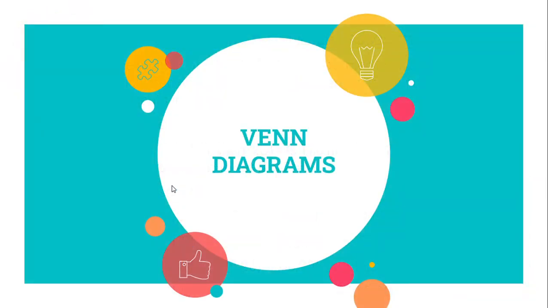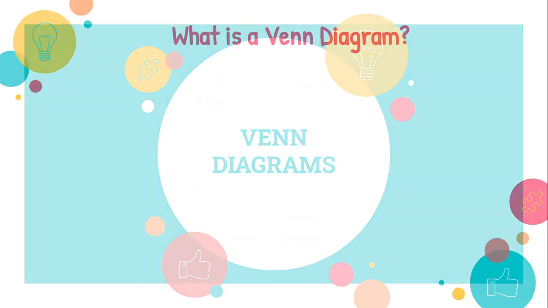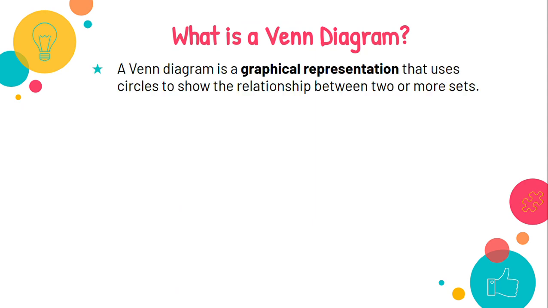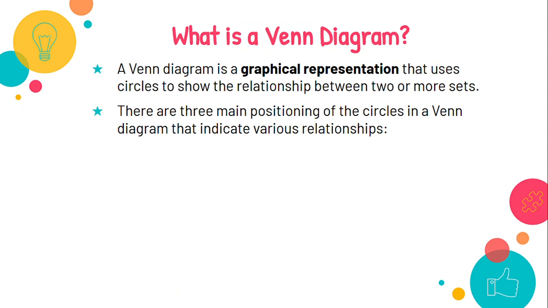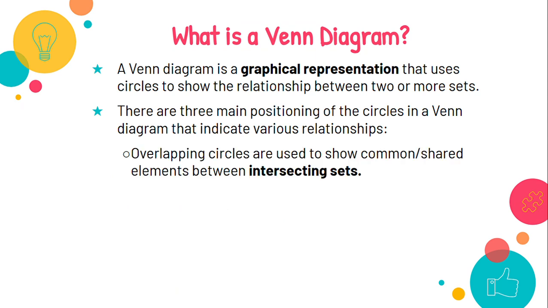So now we take a look at the Venn diagrams. A Venn diagram is simply a graphical representation that uses circles to show us the relationship between two or more sets. Basically, how we position the circles is what really denotes the various relationships that we can observe. The first type of Venn diagram, probably the most popular type that you will see, is the intersecting sets. And we show intersecting sets using overlapping circles.